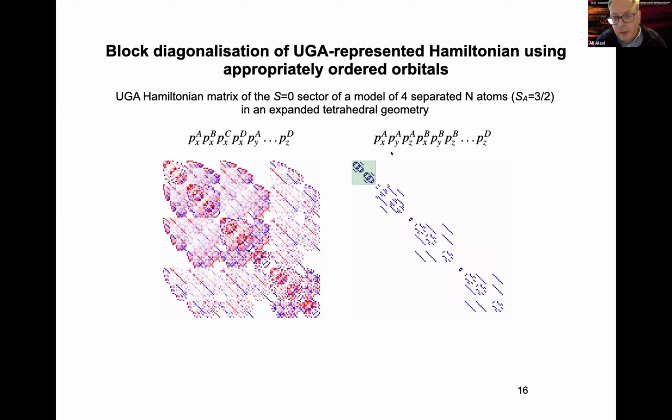If, on the other hand, you choose a different ordering where you first of all order all the orbitals on, let's say, one of the nitrogens, nitrogen A first, then the orbitals on nitrogen B, then the orbitals on nitrogen C, and so on, you end up instead with the Hamiltonian that's shown on the right, which is basically block diagonal. You can see that. And obviously, it's going to take much less effort to diagonalize the Hamiltonian on the right compared to the Hamiltonian on the left.